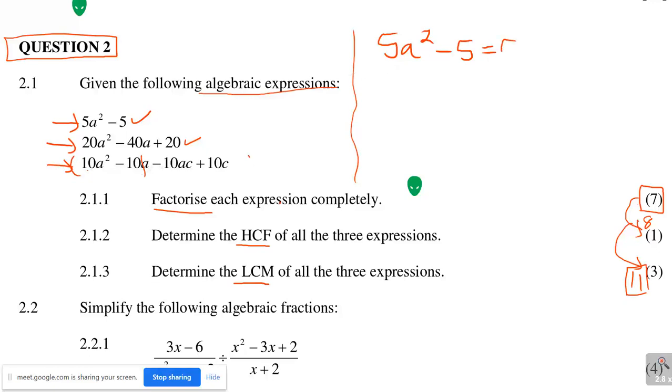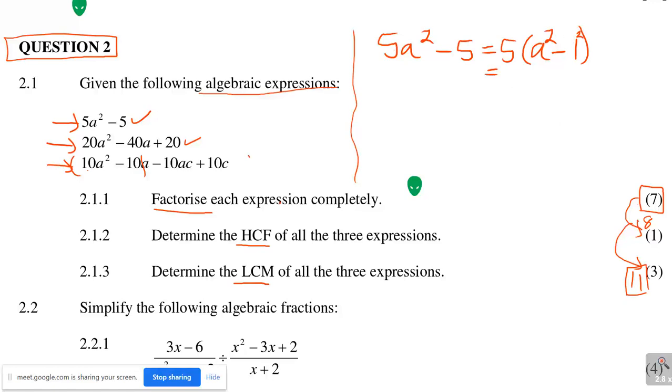5a squared minus 5. 5 is common. There I will have a squared minus 1, 5 into 5 is a 1. It's a squared actually, sorry about that. Are you seeing that? Which makes it into a perfect difference, remember, difference of 2 squares.